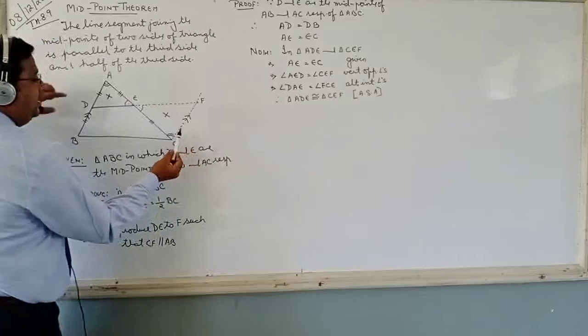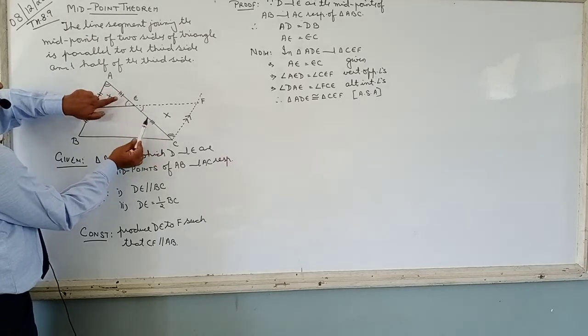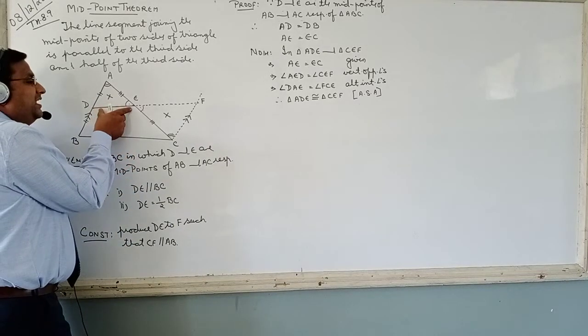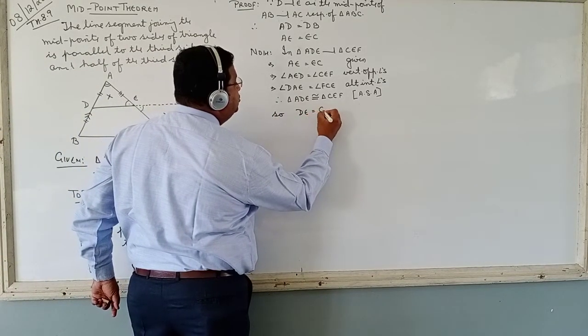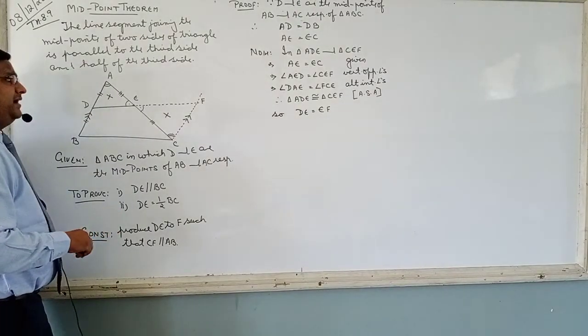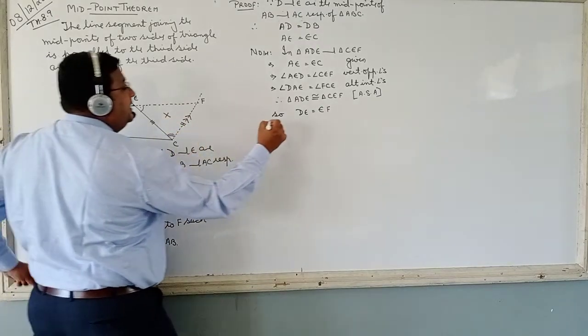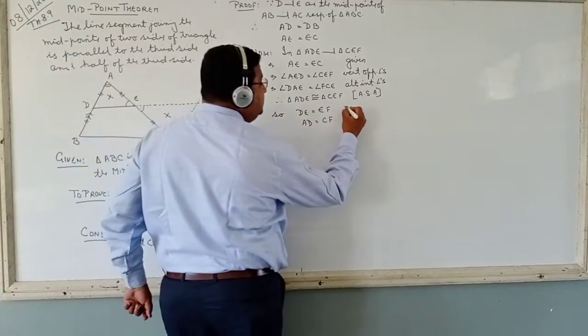So therefore triangle ADE is congruent to triangle CEF by what congruency? ASA. Angle, side, angle: two angles are equal and the side included between them is equal. So if these two triangles are congruent to each other, will this DE be equal to EF? Yes sir. So DE is equal to EF, CPCT. Then is this AD equal to CF? Yes sir. AD is equal to CF. Reason, CPCT.